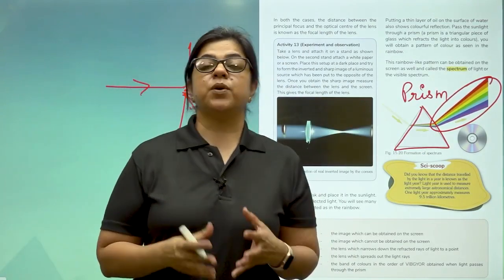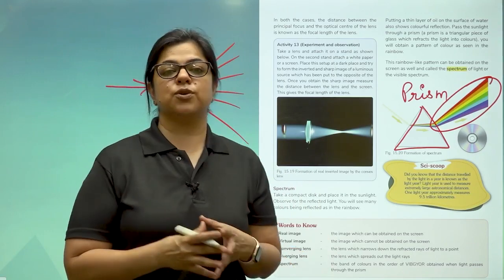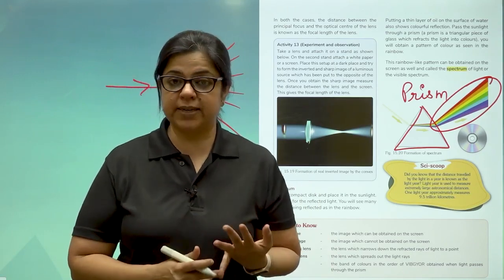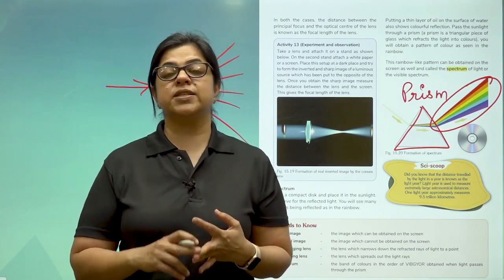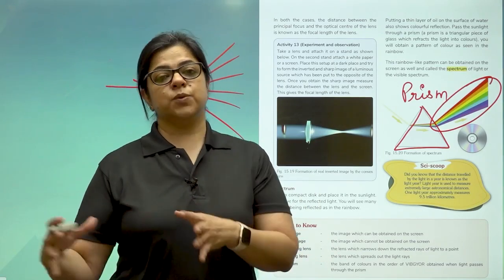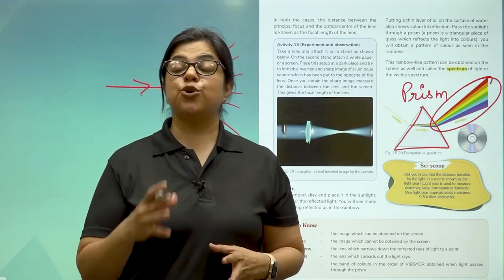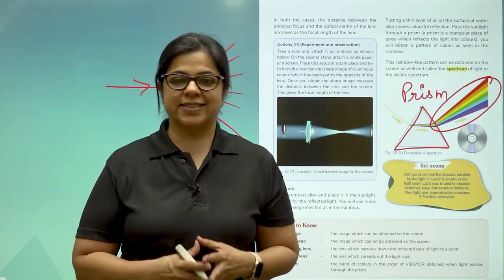So in this chapter, what have we understood? We have understood the concept of light. We have understood how light travels in a straight line. What is reflection? What is refraction? What are real and virtual images? What are the kinds of mirrors and lenses? I'm sure you're ready to take on the exercises now.